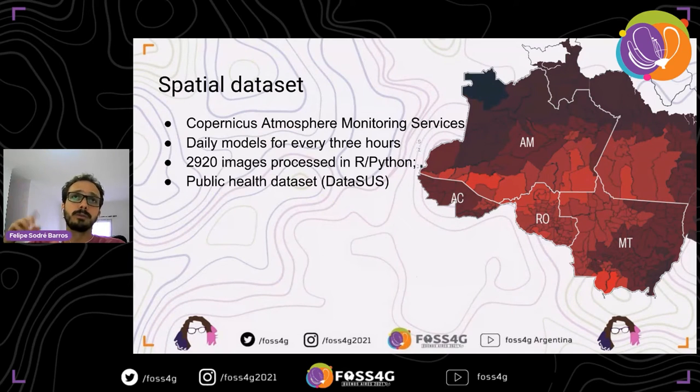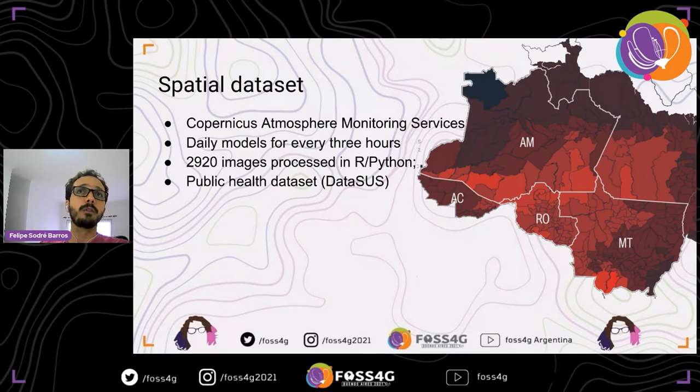But we decided to use 2012. Sorry, I forgot to say that this analysis was run for only the year 2012. We took the models run in the day for the same day, every 3 hours, to get the most restricted forecast. In total, we could access 2,920 images, which I processed using R and Python. Actually, most of the processing was done in R using the stars package, an amazing package that allows me to process everything really, really fast.